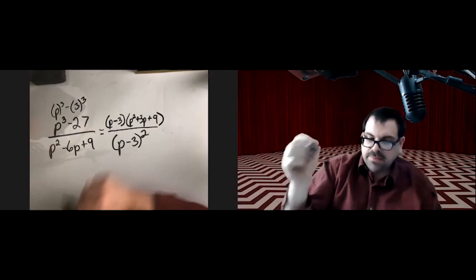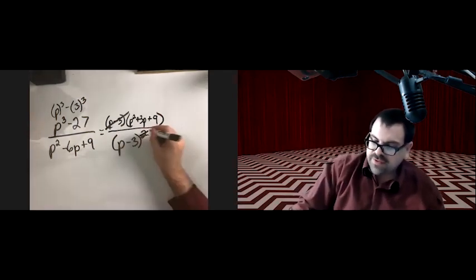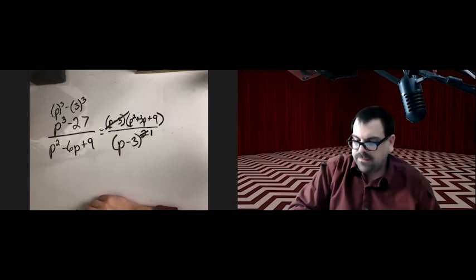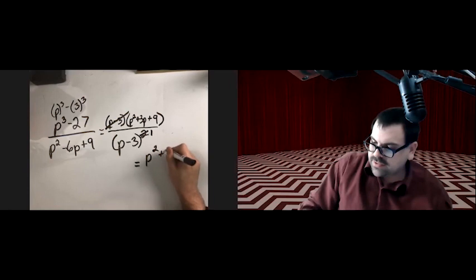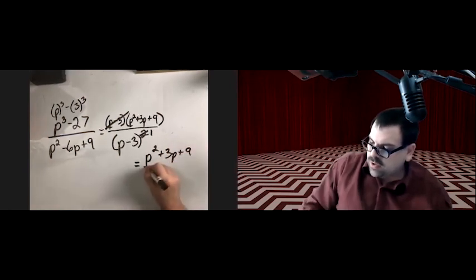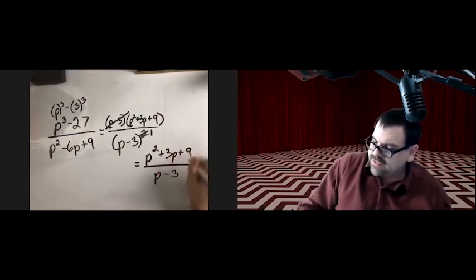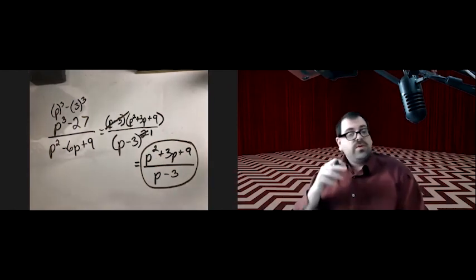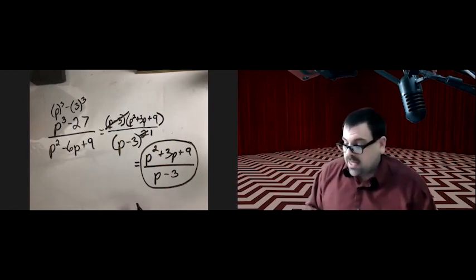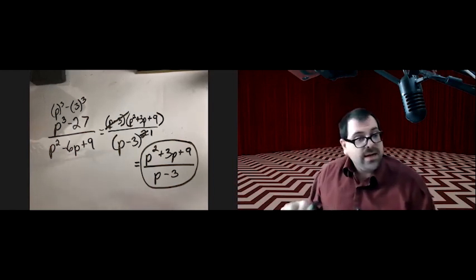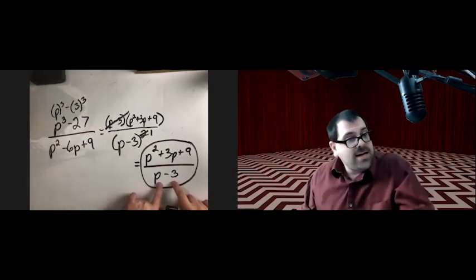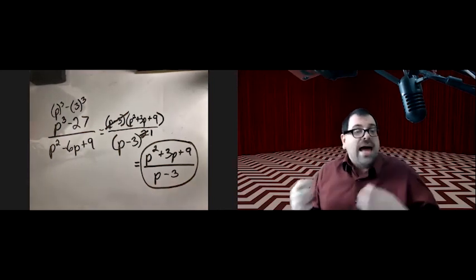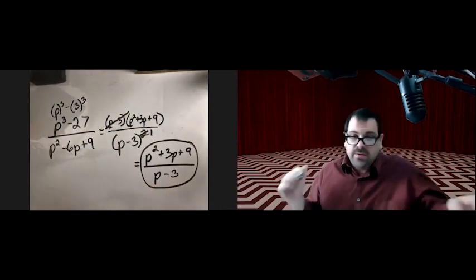The factor of p minus 3 on top cancels with one of the factors of p minus 3 on the bottom. P squared plus 3p plus 9 over p minus 3. It's as simplified as we can take it. We don't need to explicitly say p can't be 3 because we can still see that information. Since we can still see a p minus 3 factor on the bottom, that tells us that p can't be 3. We don't write it again.